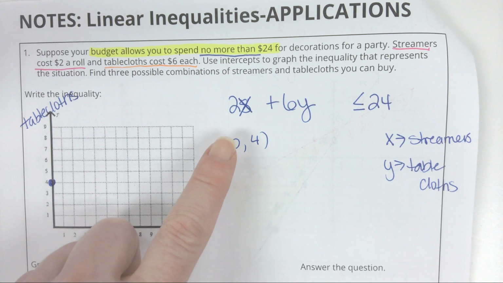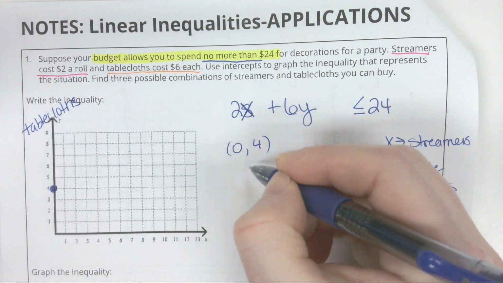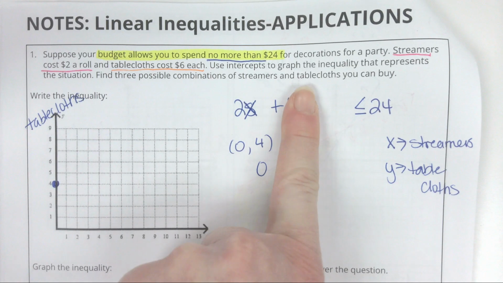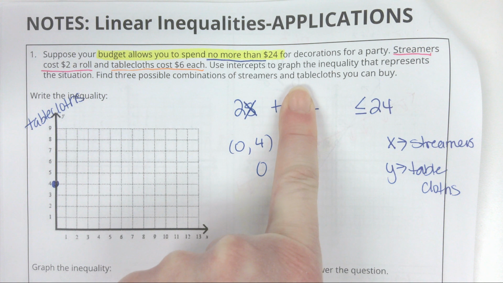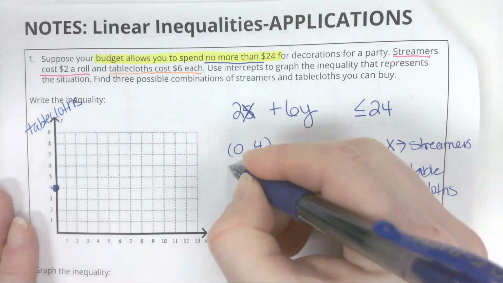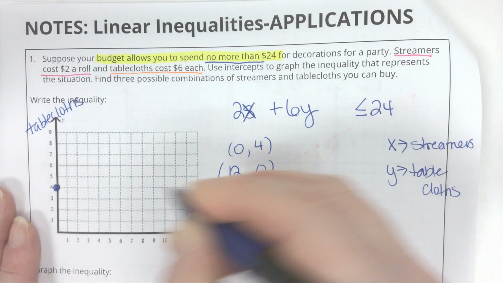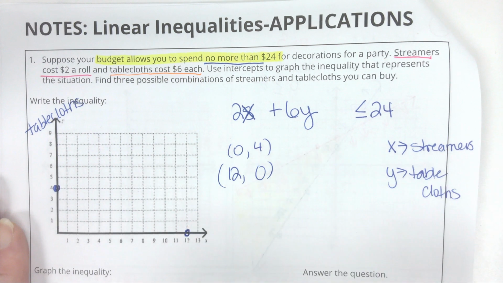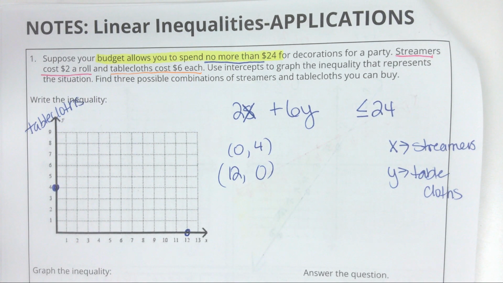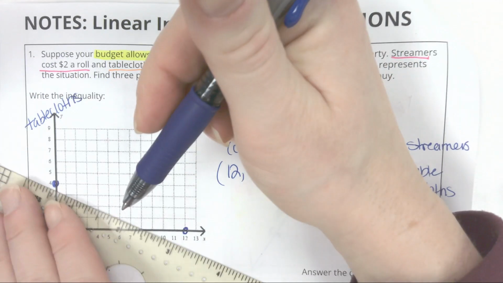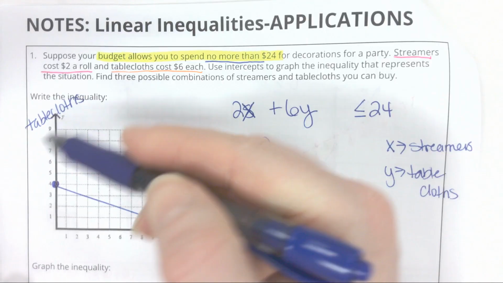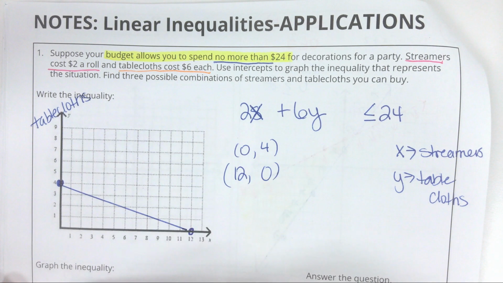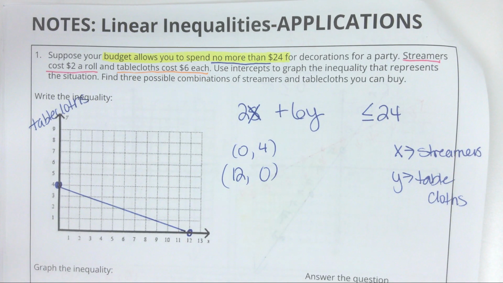I just divided, yeah. Now we're going to put 0 in for Y. Let's cover up the Y. Now what do I divide by? 2. So 12. So then I plot the point 12, 0, which is down here. And I'm going to use a solid line. Now, I think hopefully you notice that this is just an L-shaped graph. We don't draw the whole XY axis because we're not going to deal with negative tablecloths or negative streamers. Okay.